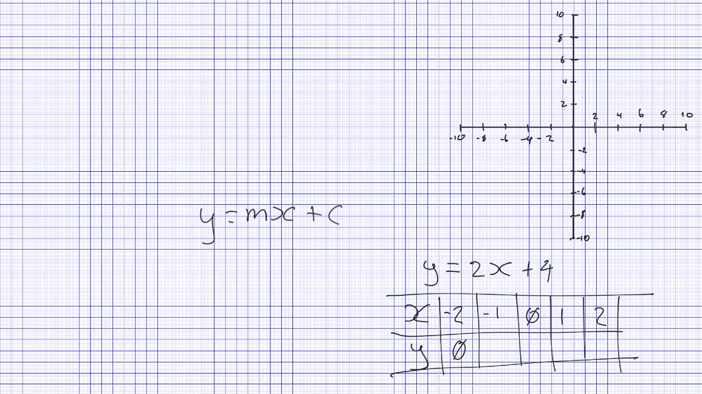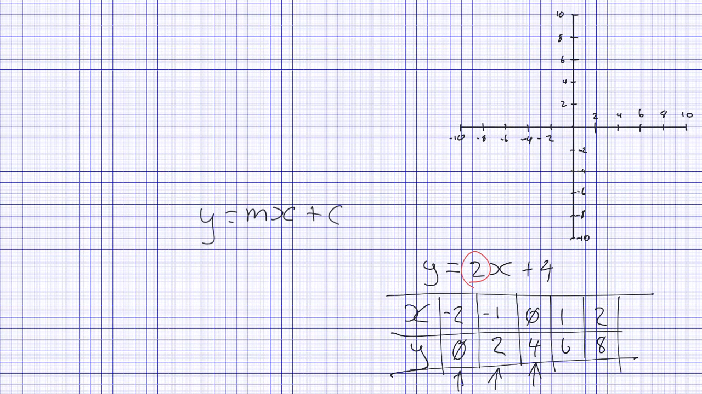2 times negative 1, well, that's negative 2, plus 4 is 2. 2 times 0 plus 4, of course, being 4, and as you can start to see, our values here and here and here are actually going up by the same value as our gradient. Interesting that, isn't it? So 2 times 1 is 2, plus 4 is 6, and then finally 2 times 2 is 4, plus 4 is 8.